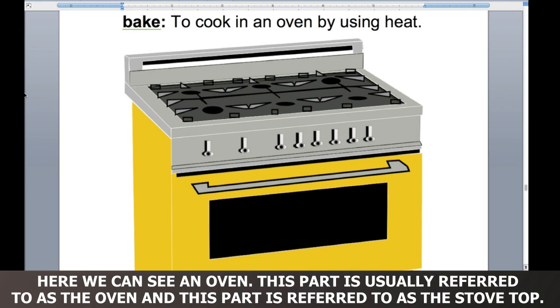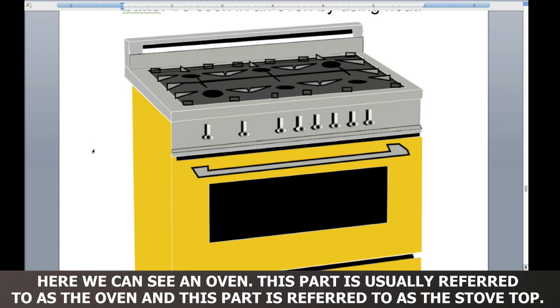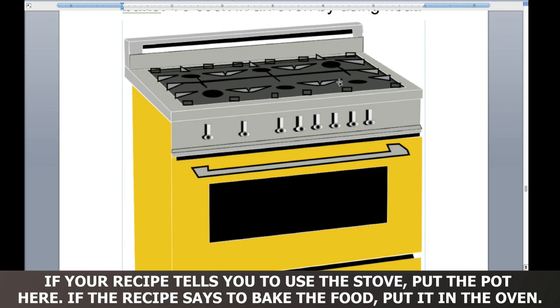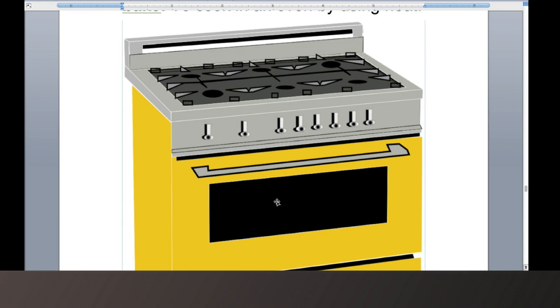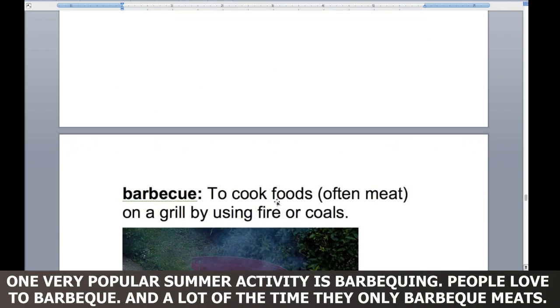Here we can see an oven. This part is usually referred to as the oven, and this part is referred to as the stove top. If your recipe tells you to use the stove, put the pot here. If the recipe says to bake the food, put it in the oven.